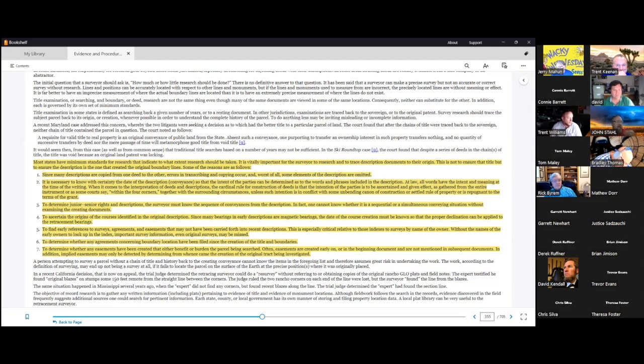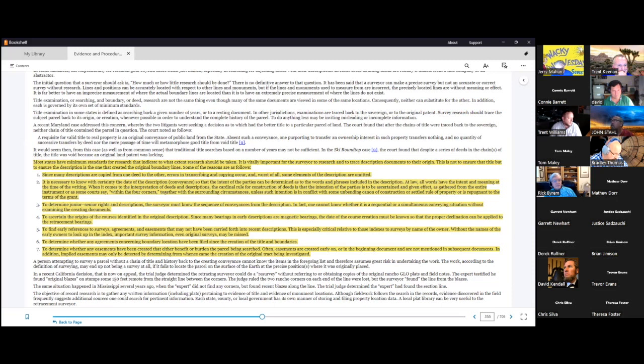3, to determine junior senior rights and descriptions. I'm going to cut these off a little bit. 4, to ascertain the origins of the courses identified in the original descriptions. Since many bearings in early descriptions are magnetic bearings, the date of the course creation must be known. 5, to find early references to surveys, agreements, and easements that may not have been carried forth into recent descriptions.